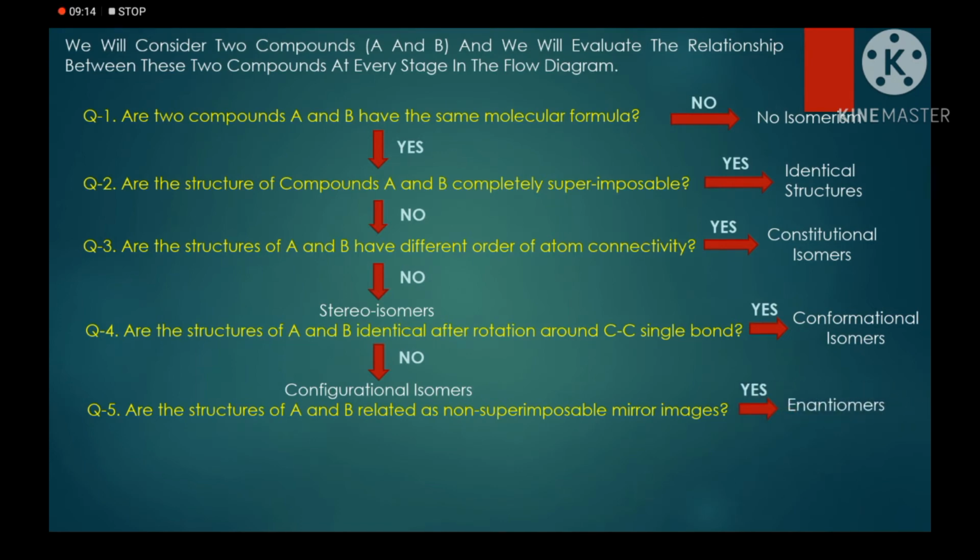So what are enantiomers? Those stereoisomers which cannot be interconverted just by rotation around the carbon-carbon bond, and which are related as non-superimposable mirror images. So stereoisomers which are not identical after rotation around the carbon-carbon bond, and related as non-superimposable mirror images, are called enantiomers.